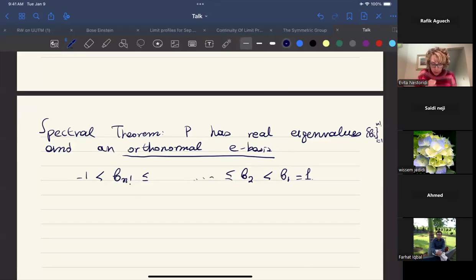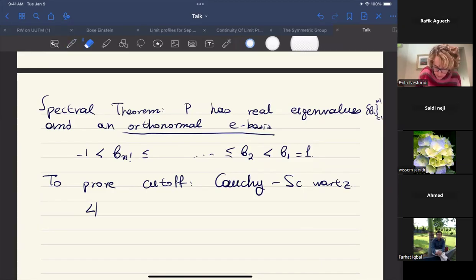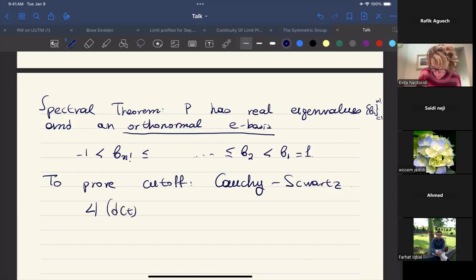Okay, so to prove cutoff, this is an oversimplification of what Diaconis-Shahshahani did, but accurate. What you do is that you do Cauchy-Schwarz. And what Cauchy-Schwarz says is that if you raise the L1 norm to the power of 2, then you can bound it by the L2 norm, which in this type of setup, when P is symmetric, is equal to the sum of the eigenvalues to the 2t, but you start adding from the second one. So you remove this guy.